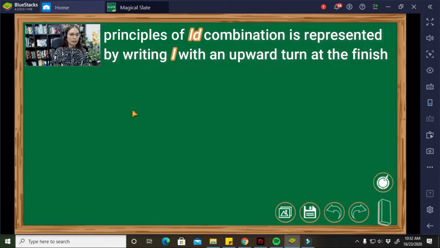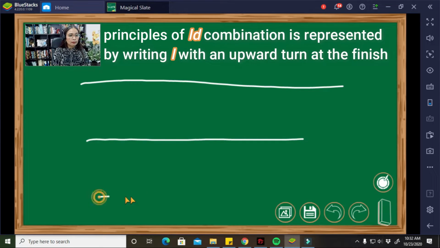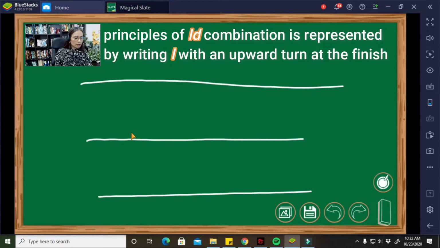Maybe I have to give you another example. Can you read this one? I have to draw a line again. Just this one.